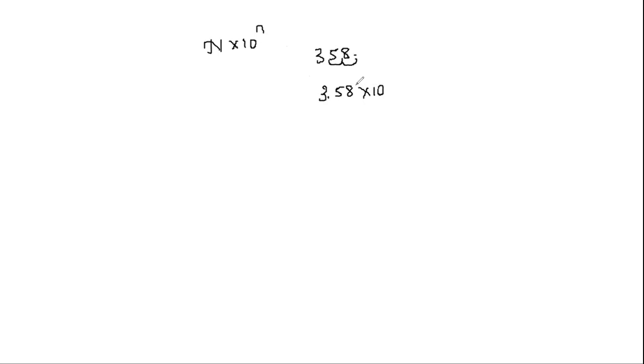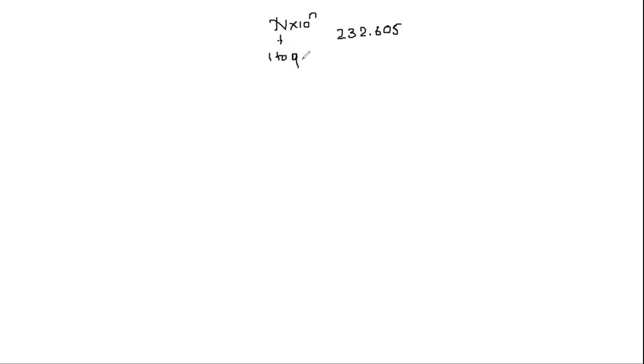Now here the question comes. Let me take one more example. We'll represent it in the form N into 10 raised to n. Suppose I have 232.605. I want to represent it. So the decimal point is over here. Scientific notation means I should have N, and this N value should be between 1 to 9 only, not even 10. You can take it as 1.00 to 9.999, anything. So what I'm going to do is shift this decimal point 1 and 2 digits to the left.